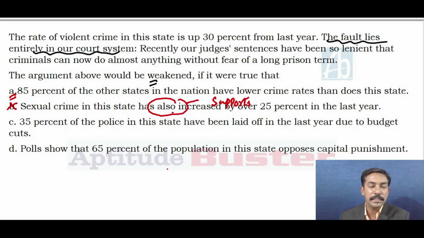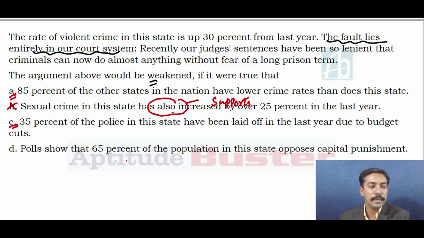Look at option C. 35% of the police in this state have been laid off in the last year due to budget cuts. Option C gives you a reason why the crime rate has gone up. It says reduction in police force could have been a possible reason for increase in crime rate. So C does weaken it. Therefore, we are reserving option C.